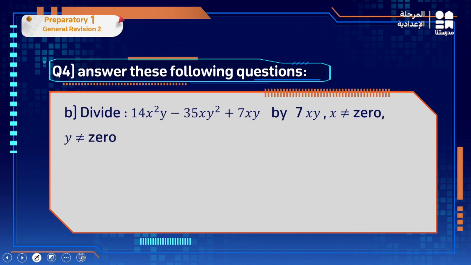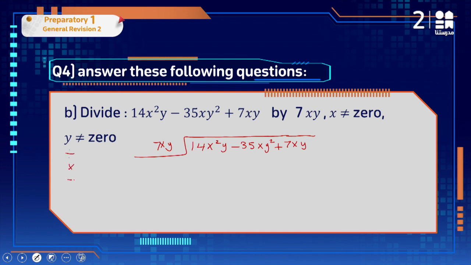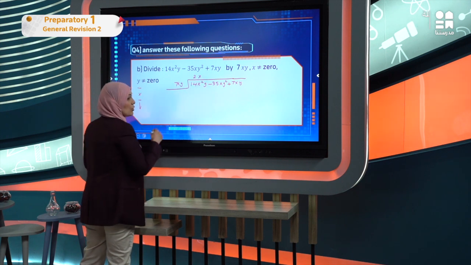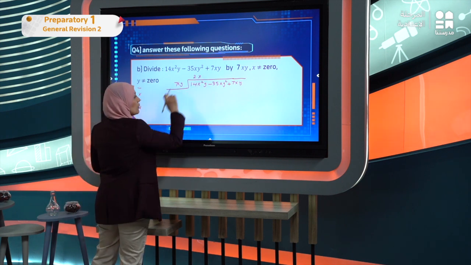Then divide, so let's make long division. 14x squared y minus 35x y squared plus 7xy, divided by 7xy. In division, we have 4 steps: divide, multiply, subtract, bring down. 14 divided by 7 is 2. X squared divided by x is x. In division, we have to subtract the exponent. Y divided by y is 1.